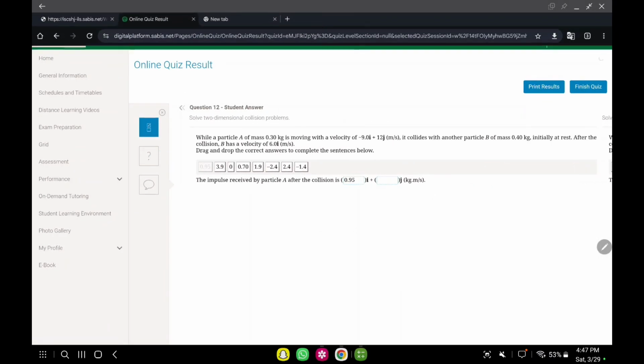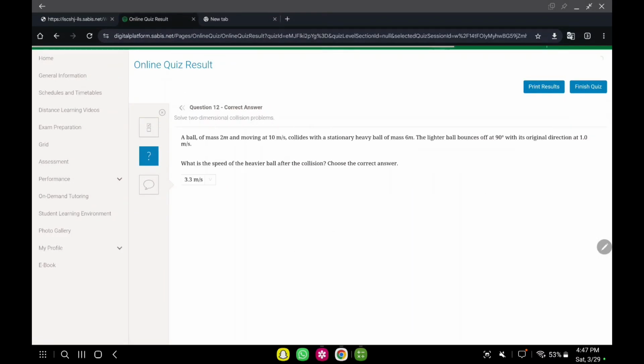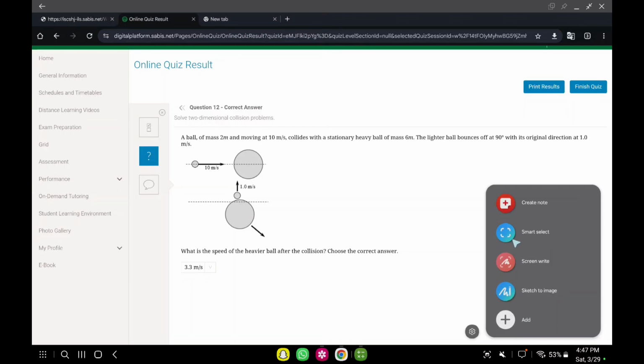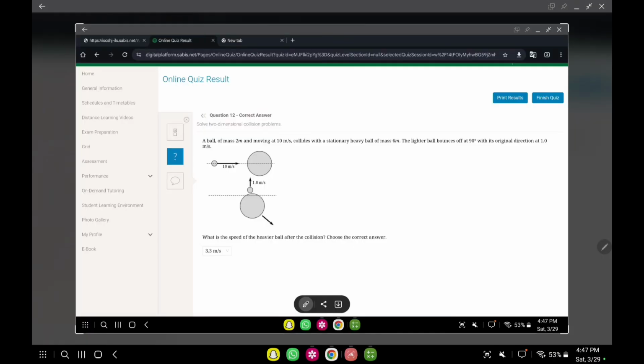Question 12. A ball of mass 2m is moving at 10 meters per second, collides with a stationary heavy ball of mass 6m. The lighter ball bounces off at 90 degrees with its original direction at 1 meter per second. Do we have angles? Yes. When we have angles, I always tell you, you need to use vectors, resolve into x and y. Other people solve x separate and y separate, and I solve it all together by using vectors. In my opinion, that's the easiest way. I don't know about you. Anyway, let's use vectors.